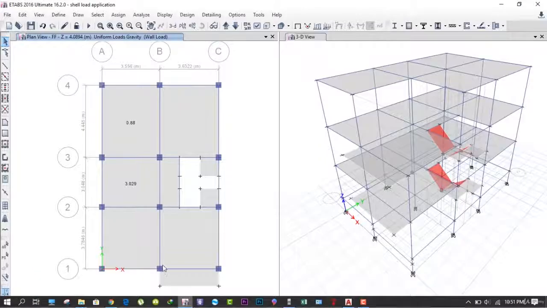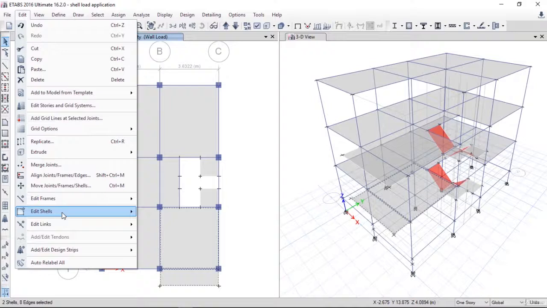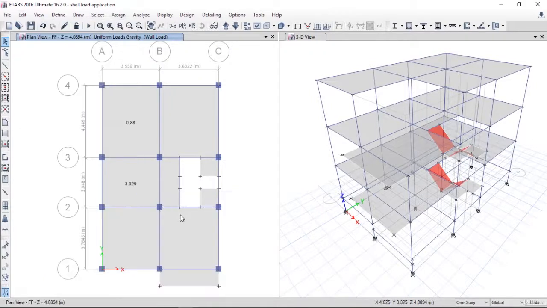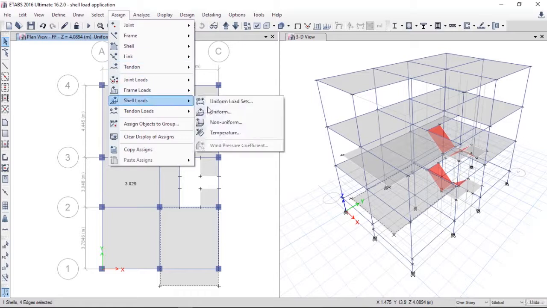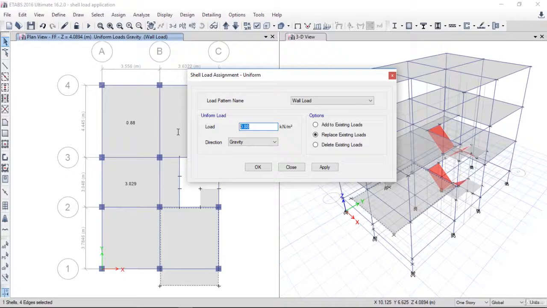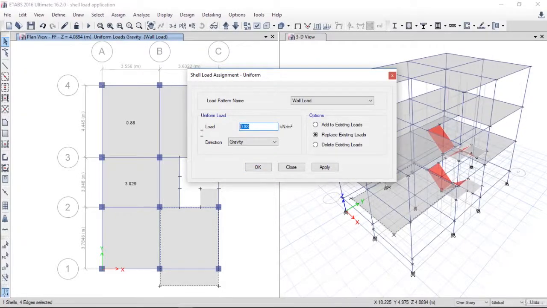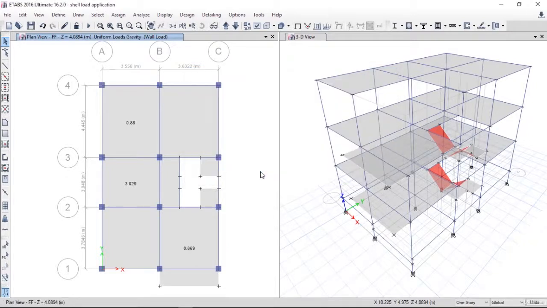So we go to ETABS and we click on this slab. Okay, so we join these two slabs, right? So we select these two slabs, click on edit shells and click on merge shells. Now we select this slab and click on assign, click on shell loads, click on uniform, and after that we apply the load of 0.869, and we click on apply and click on OK.